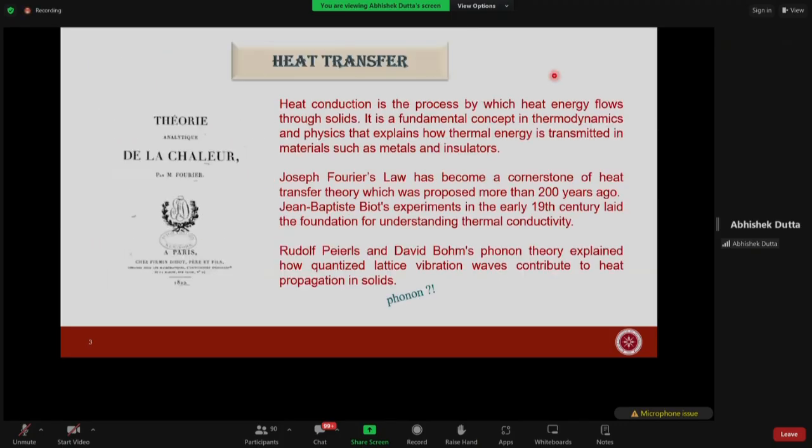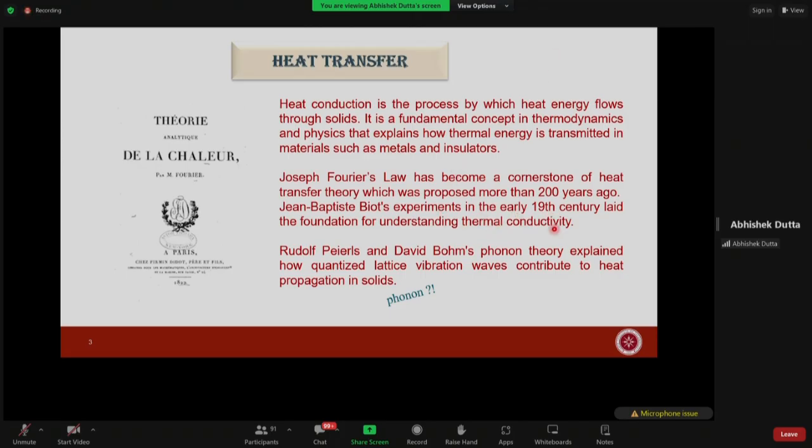So here, as you see, the whole story of heat transfer is actually not a very new topic. It was something that bothered people long ago. Almost 200 years ago, Joseph Fourier gave this heat transfer theory. We all know by now what it is, which is called Fourier's law. This came into existence along with Jean-Baptiste Biot, who was also a pioneer and did some experiments to lay the foundation of thermal conductivity.